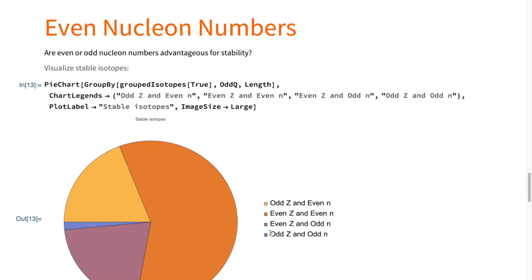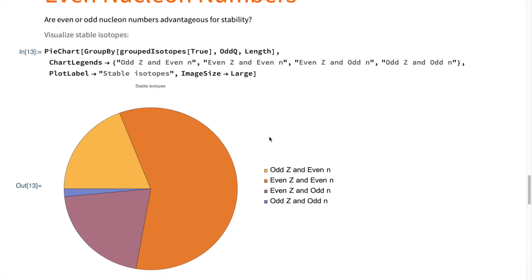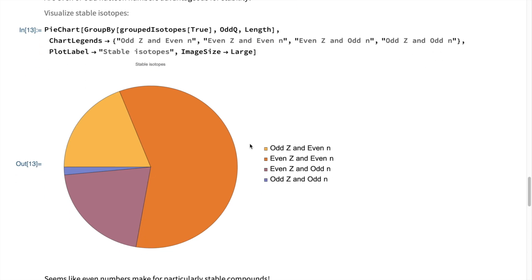Are even or odd numbers advantageous in stability? Let's find out. First, we'll start by looking at isotopes which are stable by taking all isotopes that are assigned to true in our grouped isotopes variable. We'll apply the odd_q function on this list and then group the outputs based on length. Through this, we are able to categorize isotopes into 4 groups, depending if the number of protons or the number of neutrons is odd or not, and for each group we can count the number of isotopes by mapping length.